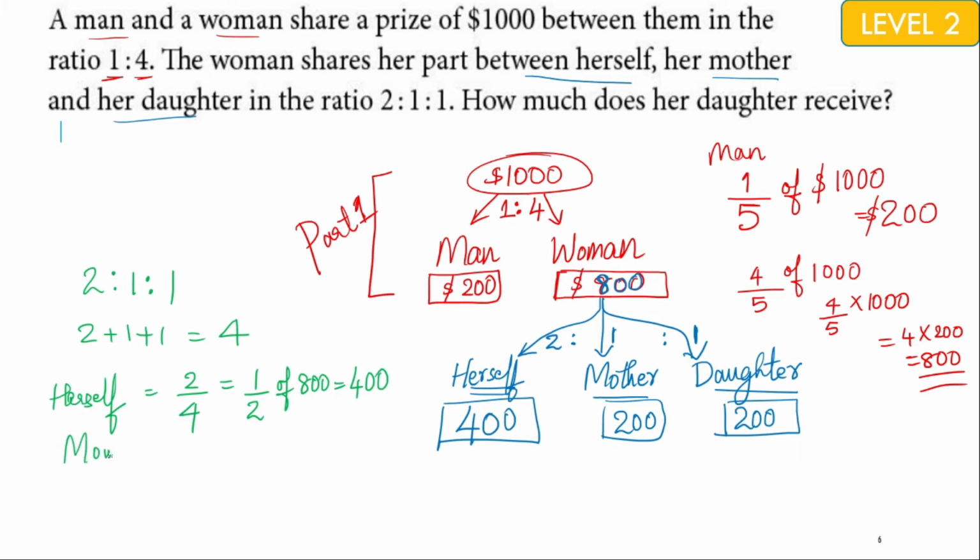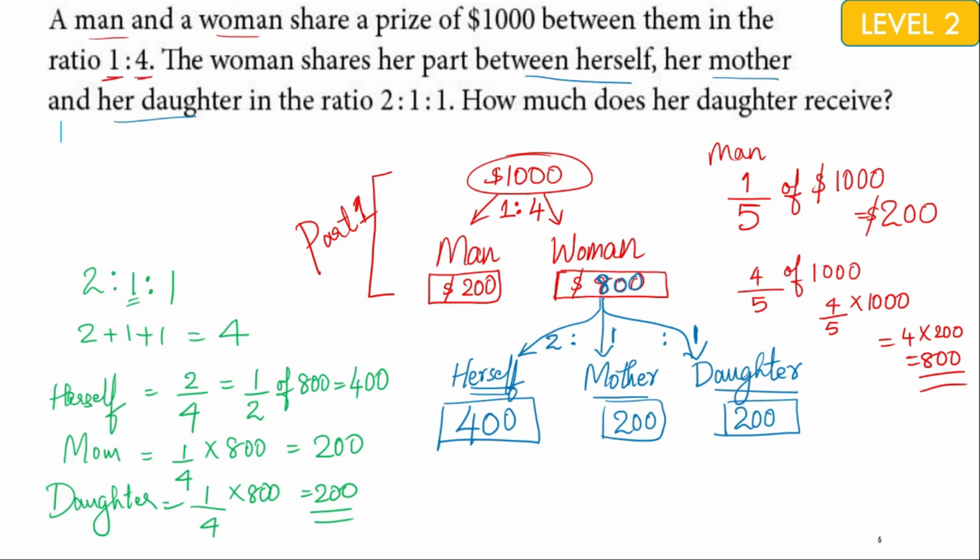For her mom, it's going to be 1/4 of 800, which is 200. And for the daughter, it is again 1 out of 4 of 800, which is 200. So it's the same calculation, you get the same answer, and that's how the money is divided.